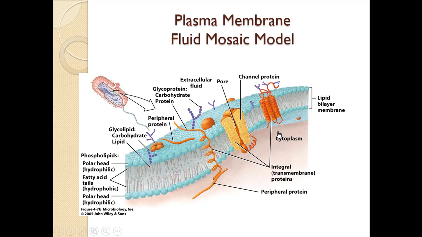And here's more on the fluid mosaic model. So you have the phospholipids themselves. You have the glycolipids, which stick out of the membrane here. Same thing with peripheral proteins. This is the outside of the cell. You have these integral proteins like the pores and the channels. And there you go. It's another view of it.